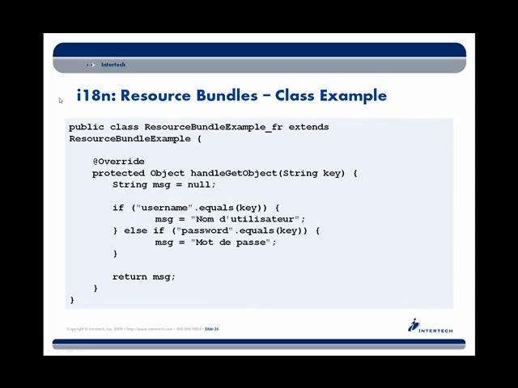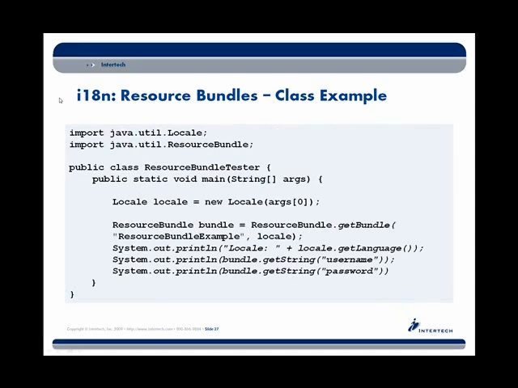So I want to create one for French. Same base name, but now I have underscore fr. I override the same method, but this time I look at the key and I return a French phrase for either username or password. For those who speak French, you may notice that this is not necessarily the best translation possible for these terms, especially in the context of software. I cheated. I went to Google and used their language tools just to see what the phrase would be. Obviously, if this was a commercial enterprise application, we would use a real translation service.